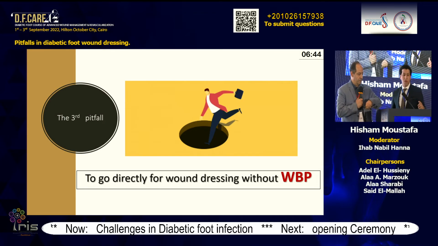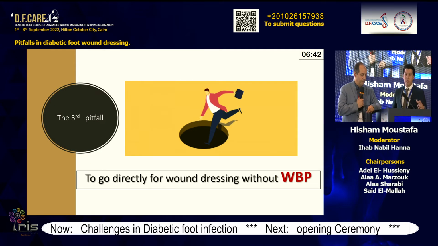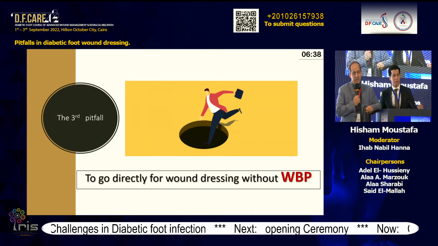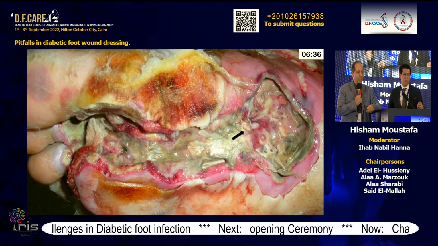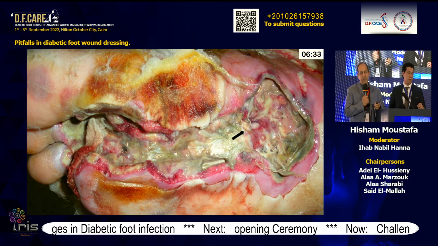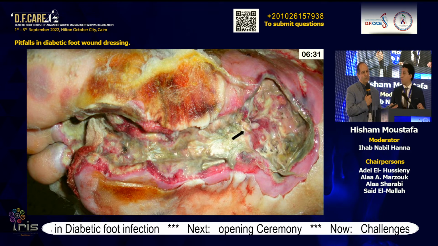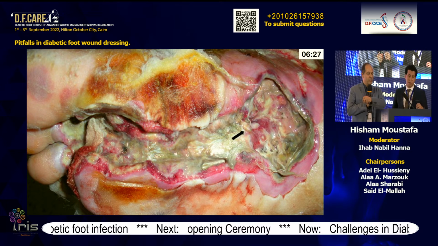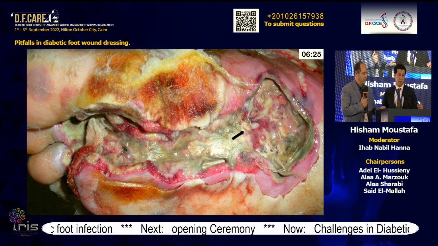The third pitfall is to go directly for wound dressing without wound bed preparation. This is a common mistake. We have to start first by wound bed preparation. With a wound like this, you should not be happy to go directly to dressing. You need to do what is called wound bed preparation.